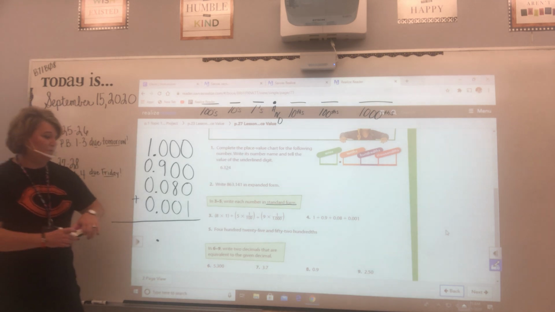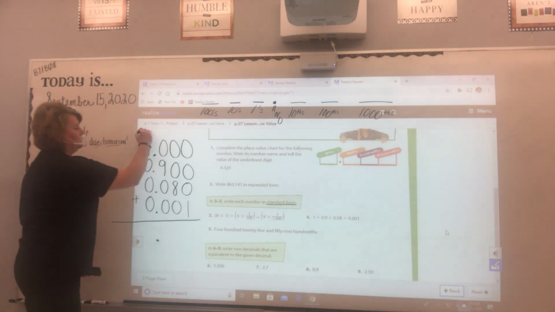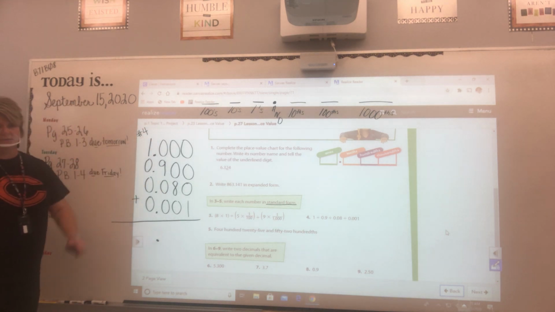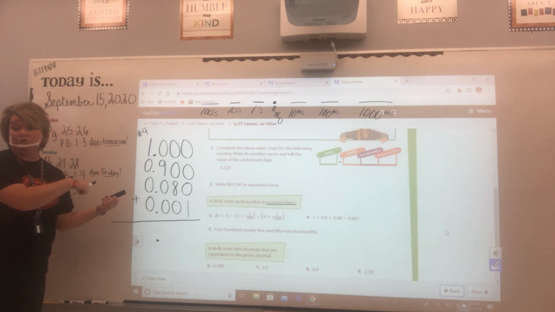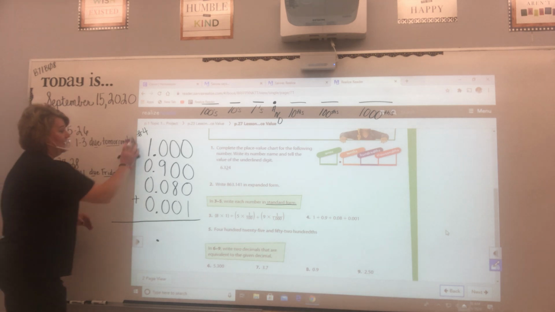So on your scrap paper, what number is this? Number 4? I want you to write this on your scrap paper. Number 4. See how I put a number 4 up there? And in a minute, when I go sit down, y'all will know where to look on your scrap paper for number 4 now. Okay, does that make sense? Don't work ahead.